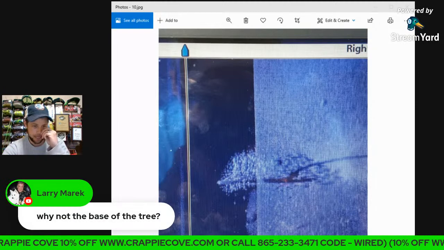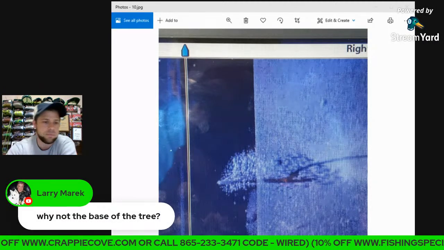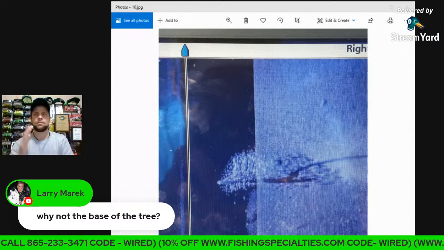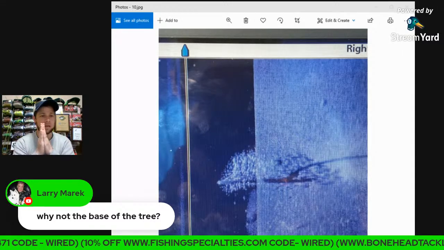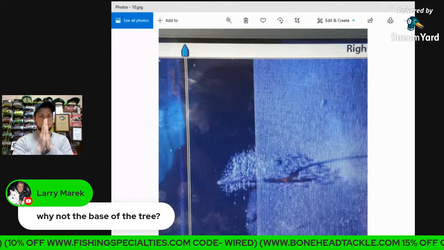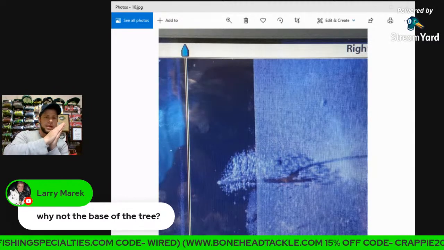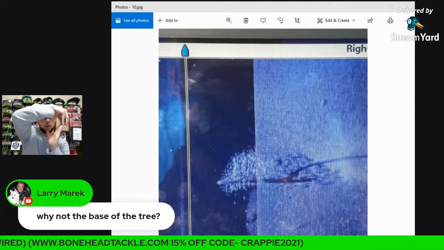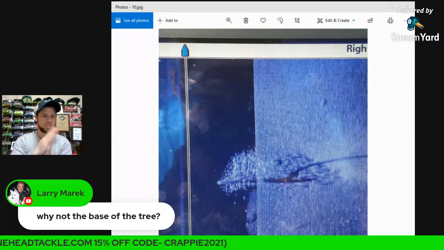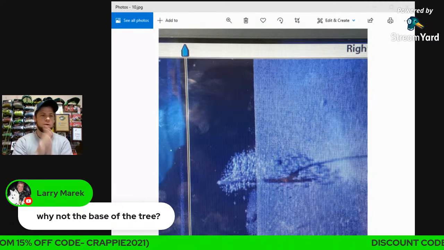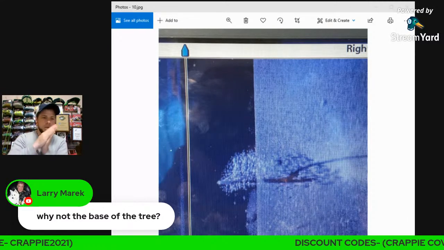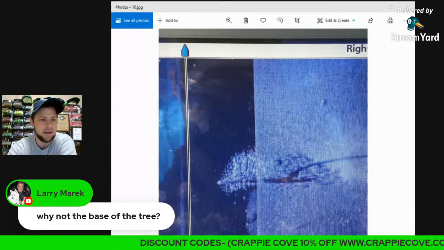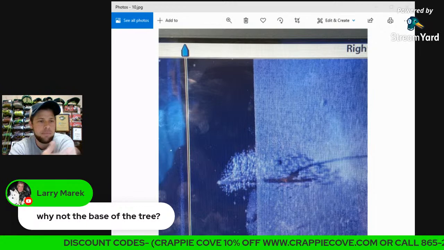Larry says, why not the base of the tree? I don't want to mark the base of the tree because not everything is perfectly straight up and down in the water, Larry. So if you get something that's laying a little bit this way and the bulk of that brush pile is over here, I like to mark the bulk of the brush. I like to mark the bulk of the brush pile when I put a waypoint down.